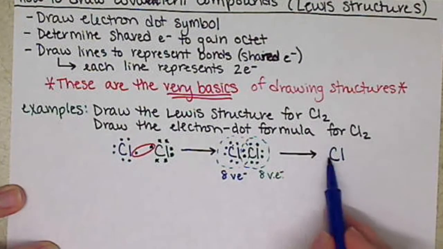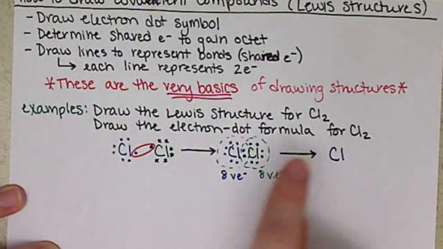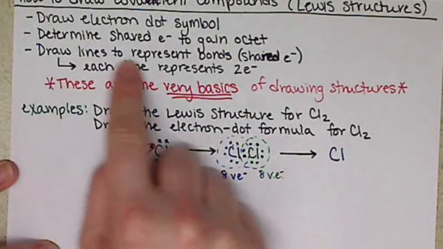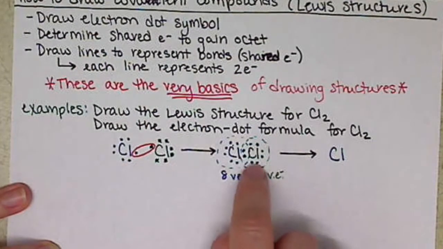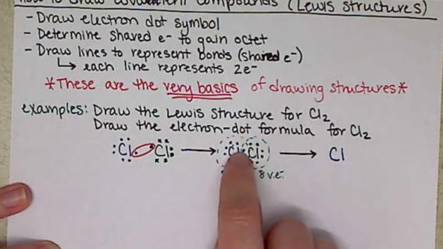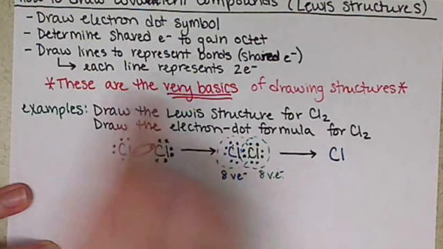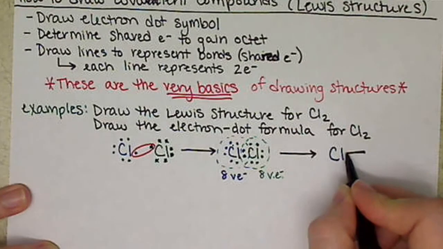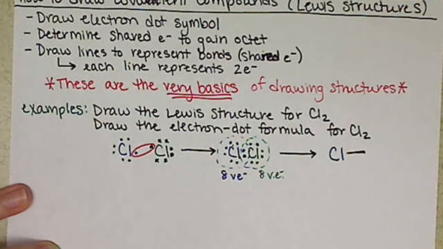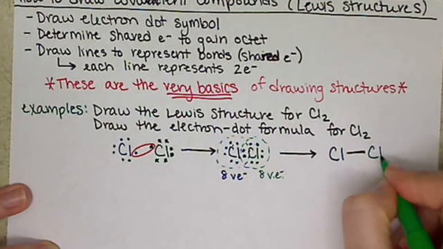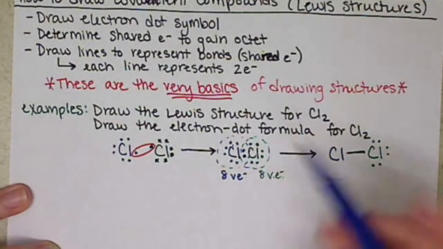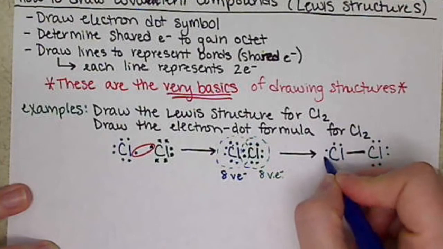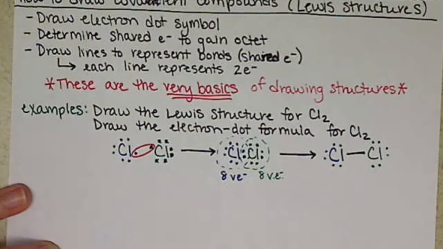Okay. So in a Lewis structure, this is where we're going to draw lines to represent our bonds. We have 2 electrons that are shared between the 2 atoms, so we are going to represent those shared electrons as a line. And then we still have what we call lone pairs of electrons around the chlorine.